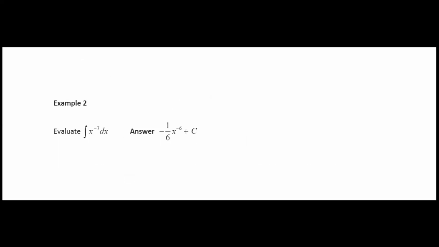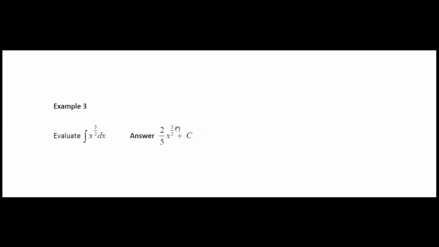Let's look at example 2. Here we have a negative exponent. So you add 1 to -7, it gives you -6, and divide by -6, which is the same as multiplying by -1/6, and there is your answer. Now be careful. We're so used to, when we take the derivative, we subtract 1. When we do the antiderivative, we add 1. And remember that adding 1 to -7 is -6. Be careful there. You can get confused. Okay, so be careful there.